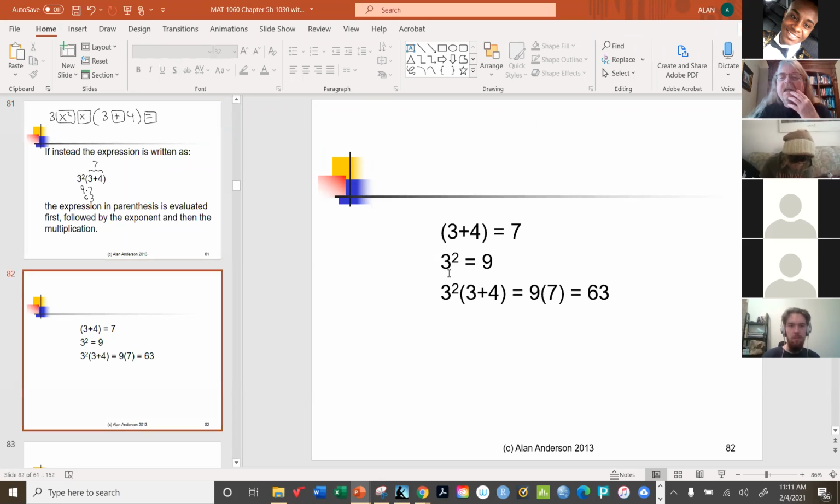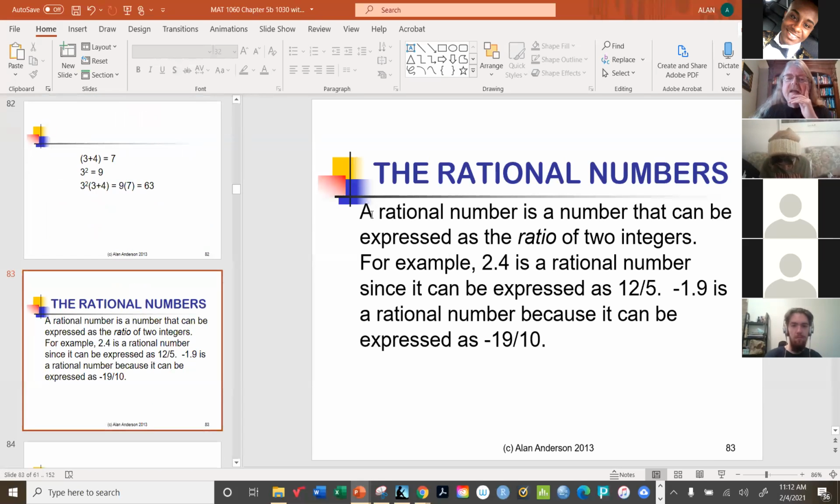All right. And the instructions are here too. You can see that we're doing it in this particular sequence. So the order of operations is very important. If we do it wrong, we will of course get the wrong answer.